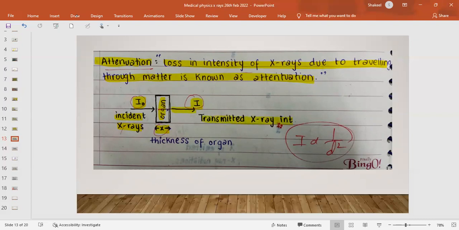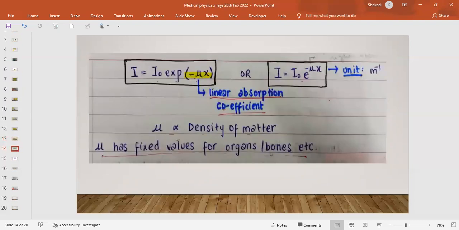So the transmitted X-ray intensity, we know that the intensity follows the inverse square law as well, but the equation can be exponential like this: I equals I naught exponential minus mu x, or I equals I naught e power minus mu x. Same thing. What is I? I is the intensity transmitted through the organ. I naught is the original intensity. Mu is the linear absorption coefficient. It is related to the organ. It's a feature of the organ. And x is the width, the distance through which the X-ray is moving. And its unit is per meter.